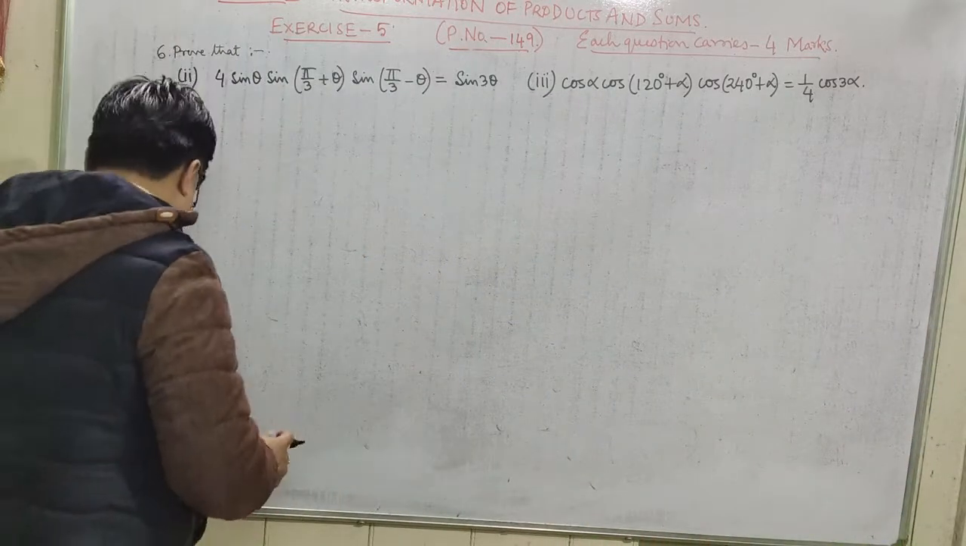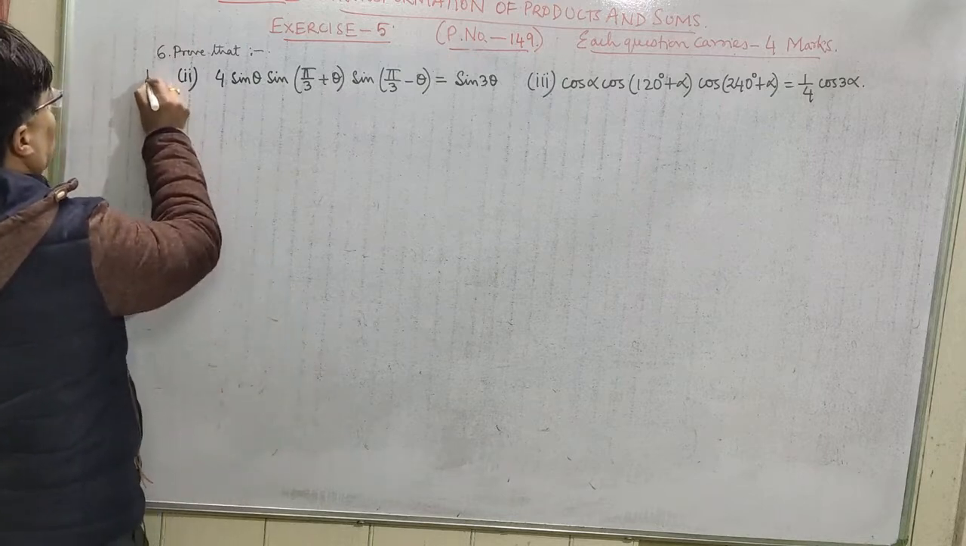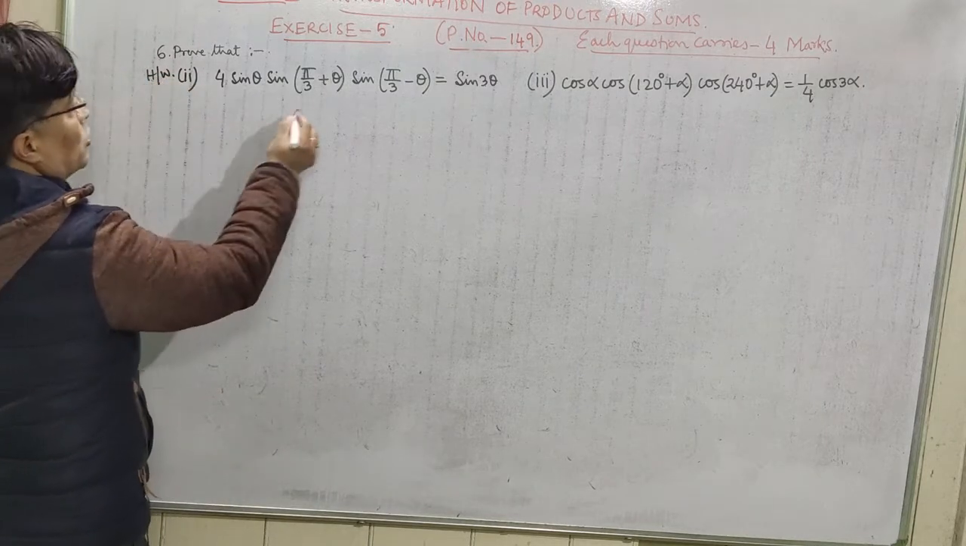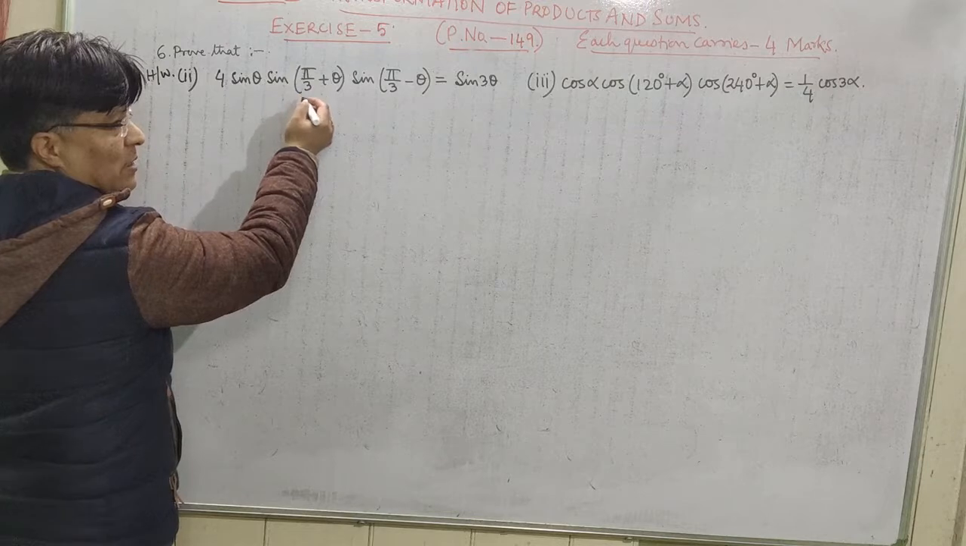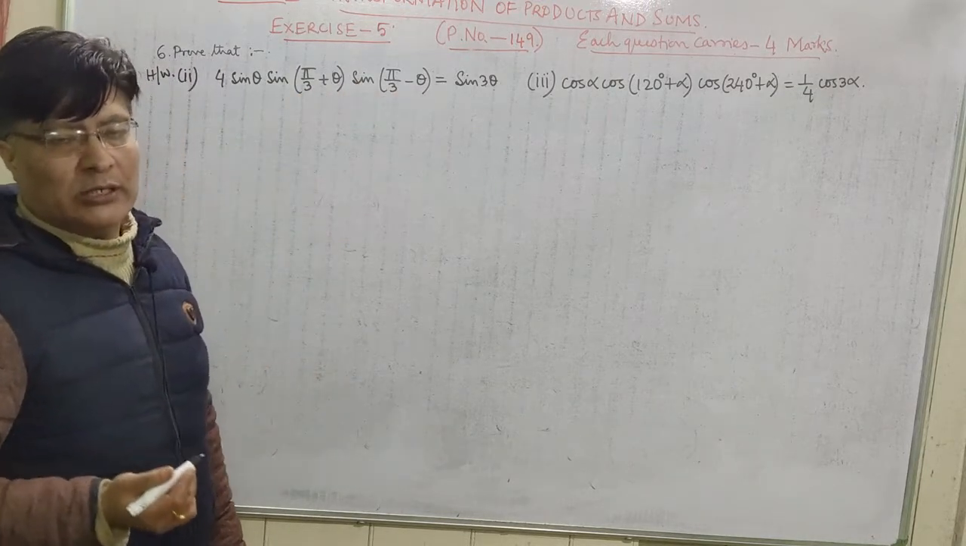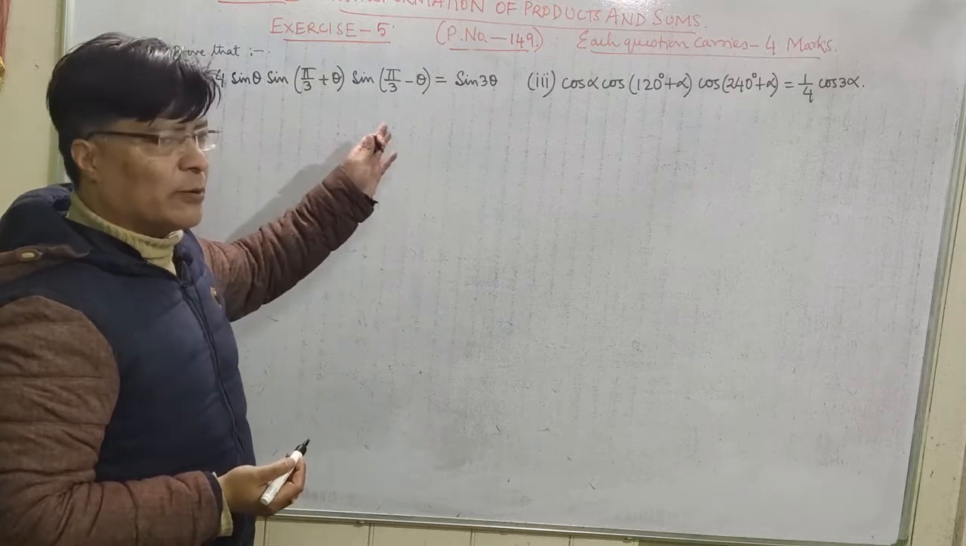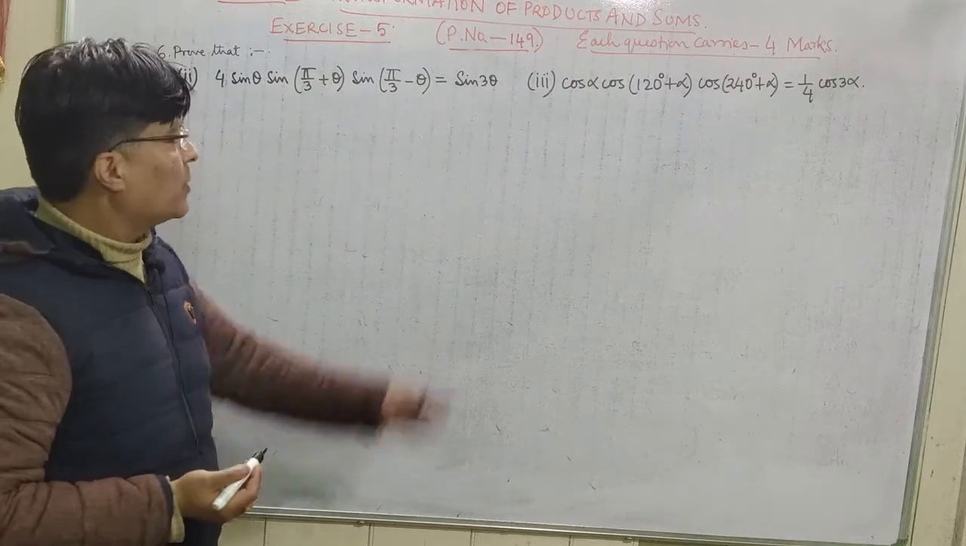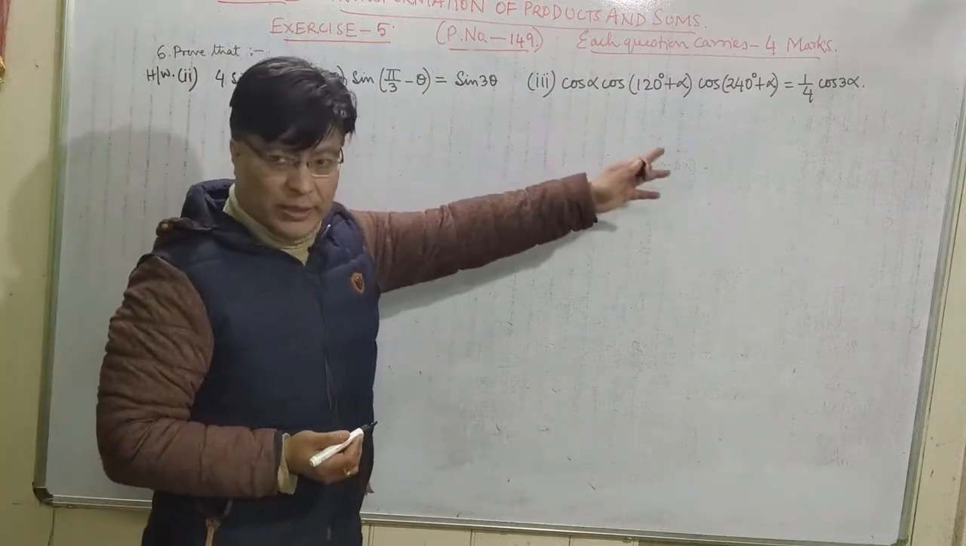So now this number 2 is your homework. You can do it at home. So this pi by 3, that means 180 by 3 is 60 degree. You can change it into sexagesimal system or in terms of degrees. Then you can easily do this problem as we have done in question number 1. So let's do this question number 3.